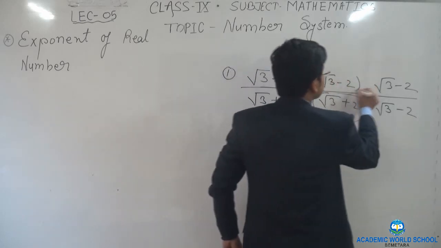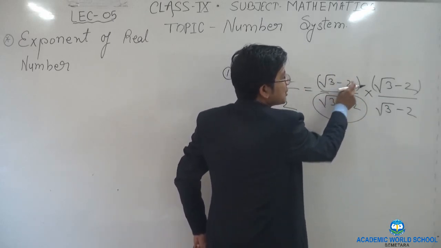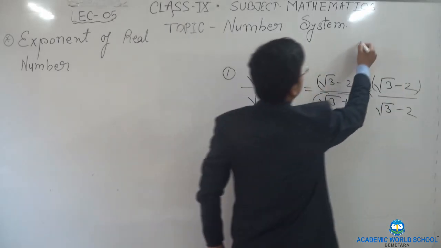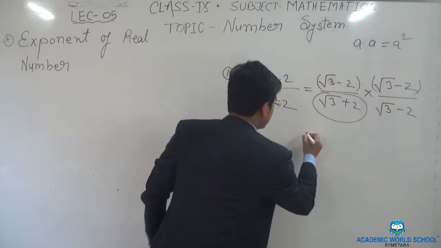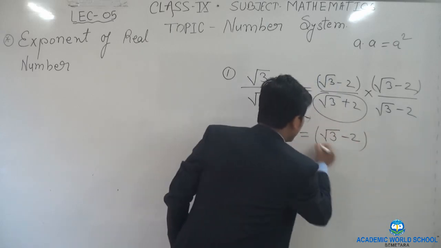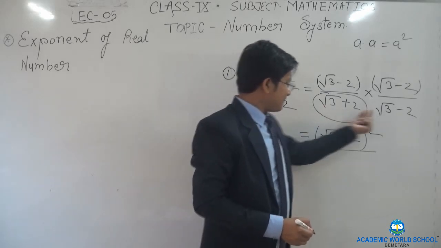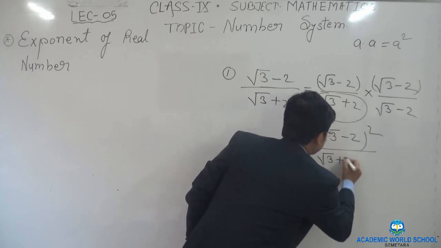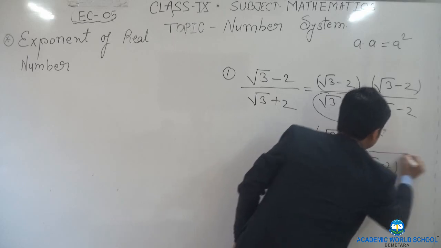So now these both are the same item. This item is root 3 minus 2 and this item is root 3 minus 2. So the same item I am writing 2 times, a into a is equal to a square. Okay. So then I can write this as root 3 minus 2 whole square. And now this is upon a plus b into a minus b. So this is root 3 plus 2 and root 3 minus 2.